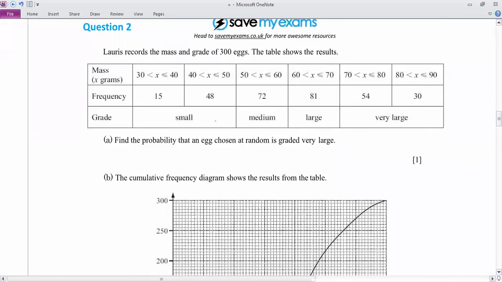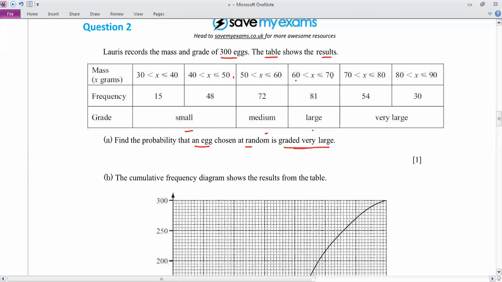Next, here, Lawrence records the mass and grade of 300 eggs. The table shows the result. This is like the first one, frequency, and all that has been shown. If the grade is between this range, less than or equal to 50, we will say small. From 50 to 60 medium, from 60 to 70 will be in the large category, and from 70 to 90 will be very large. Find the probability that an egg chosen at random is graded very large.